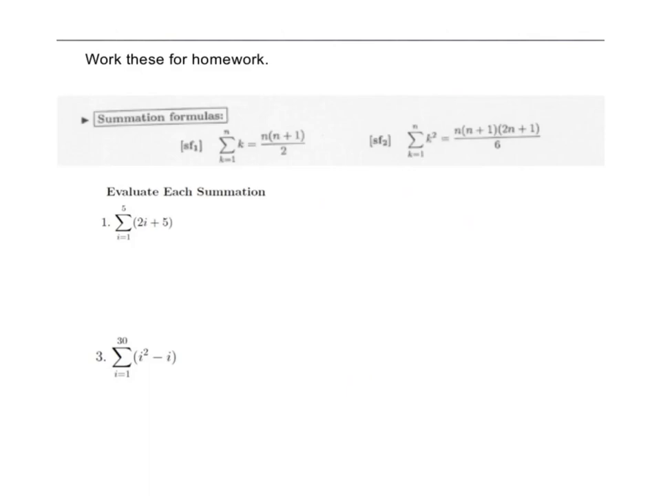Okay, so let's talk about this one. This first one has a linear and a constant, so I'm going to rewrite it: I equals 1 to 5 of 2i, so this is an I, and I'm going to write the 2 outside, plus the last one, from I equals 1 to 5 of 5, and you're going to solve that.